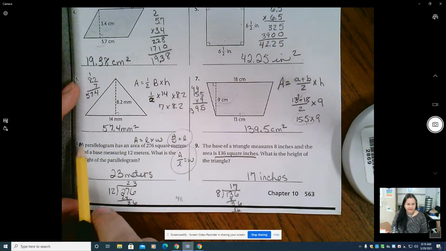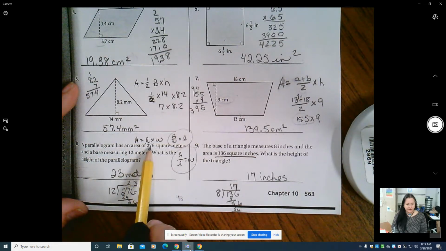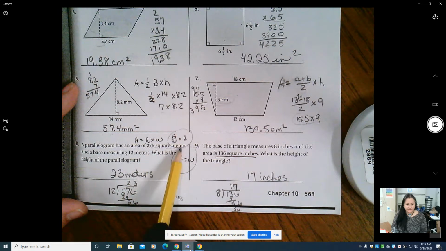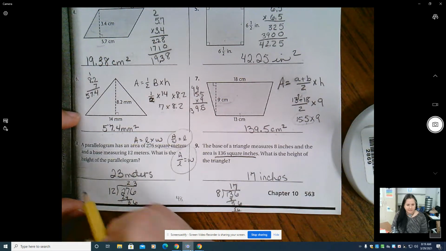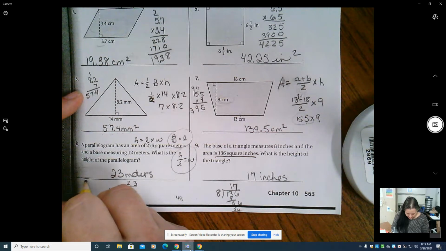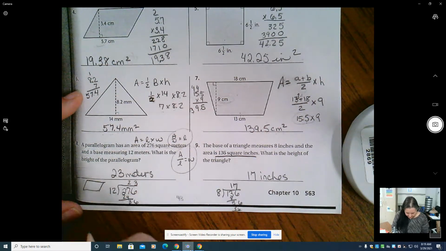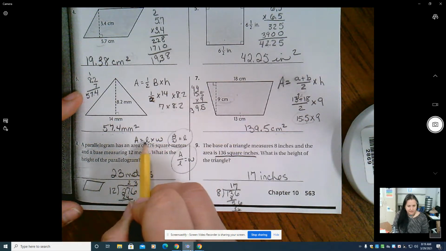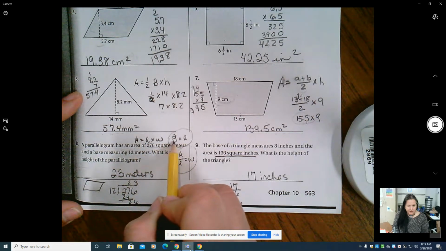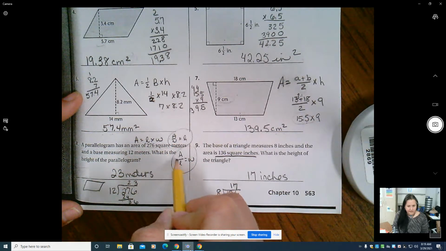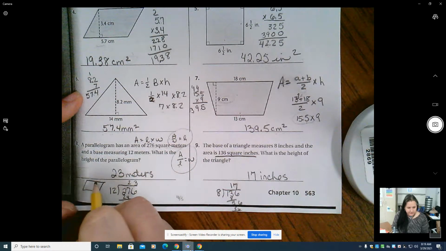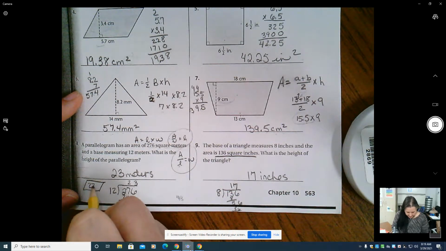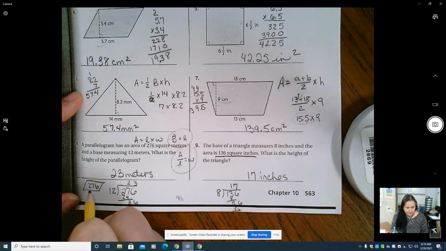All right, number 8, a parallelogram has an area of 276 square meters, and a base measuring 12. What is the height of the parallelogram? Well, one of the things we learned is that when you have an area, we can divide by one of these variables. So for this one, we could take our area and divide it by our width to find our length, or our area divided by our length to find our width. Remember, this just takes us back to second grade when you were learning fact families.